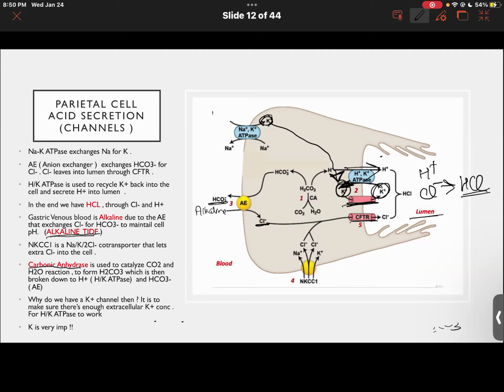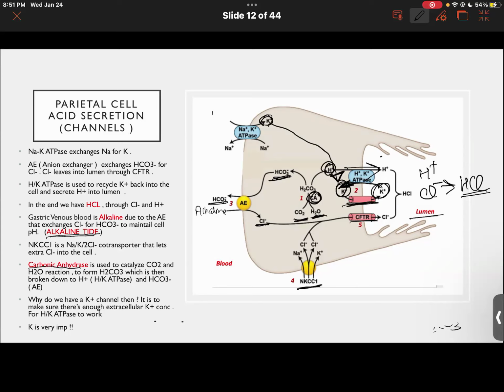Now, we need to talk about how the H plus came about. So we have CO2, which is a metabolic byproduct, and we have H2O, which every cell has. Carbonic anhydrase is going to form H2CO3, and this is unstable. So it's going to split into HCO3 minus, which is used by the anion exchanger. And we have H plus, which is used by the proton pump, or the H plus K plus ATPase.